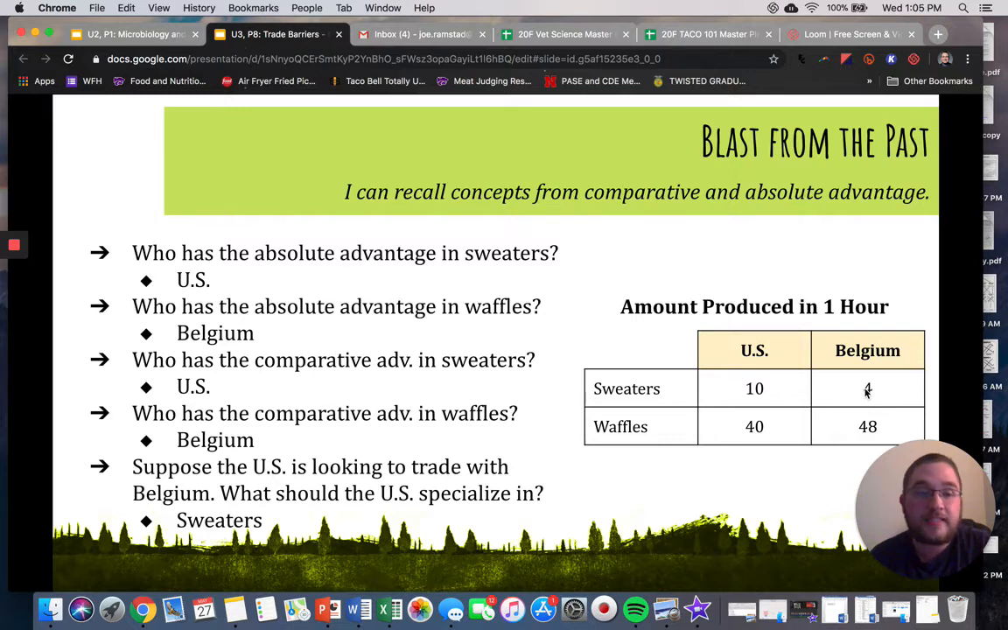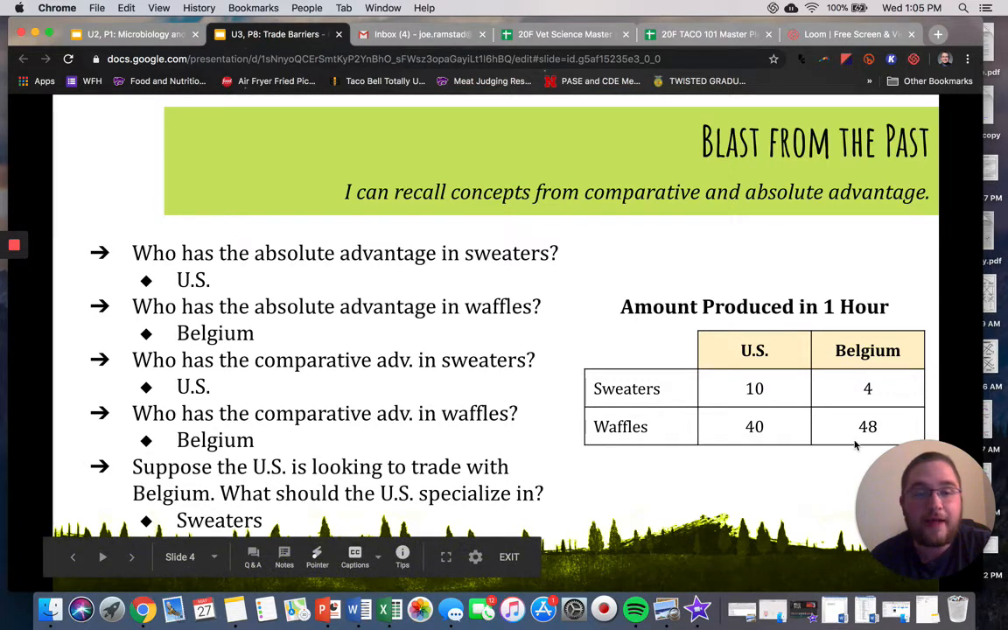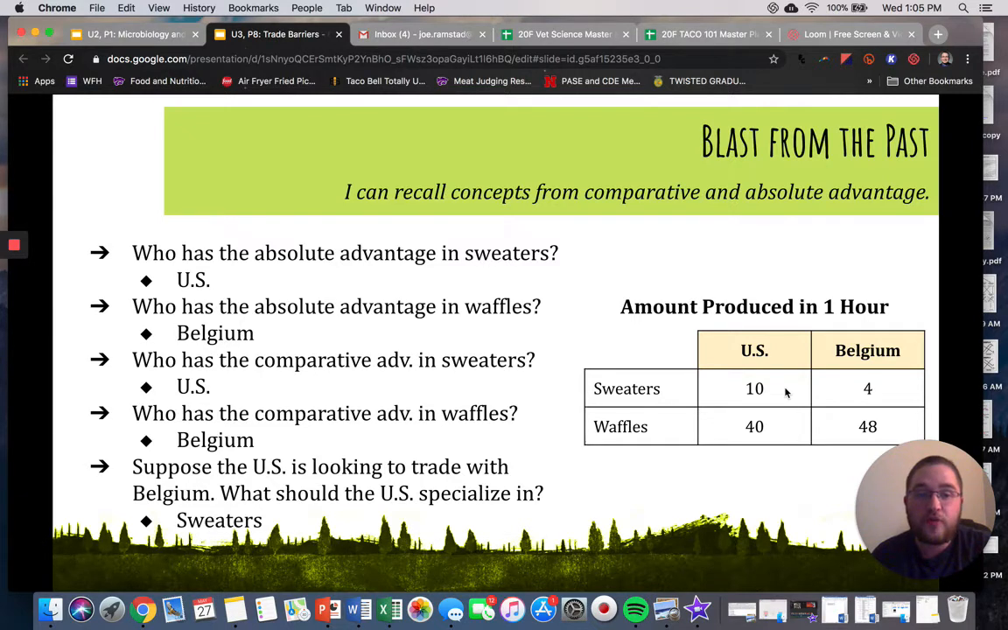Okay, this is essentially because we are producing more sweaters efficiently than Belgium. And practically, we're producing the same amount of waffles. We're producing 8 less here in the US than Belgium in an hour, but we're producing over twice as many sweaters. So the US should truly specialize in making sweaters and trade those out versus the waffles, okay?